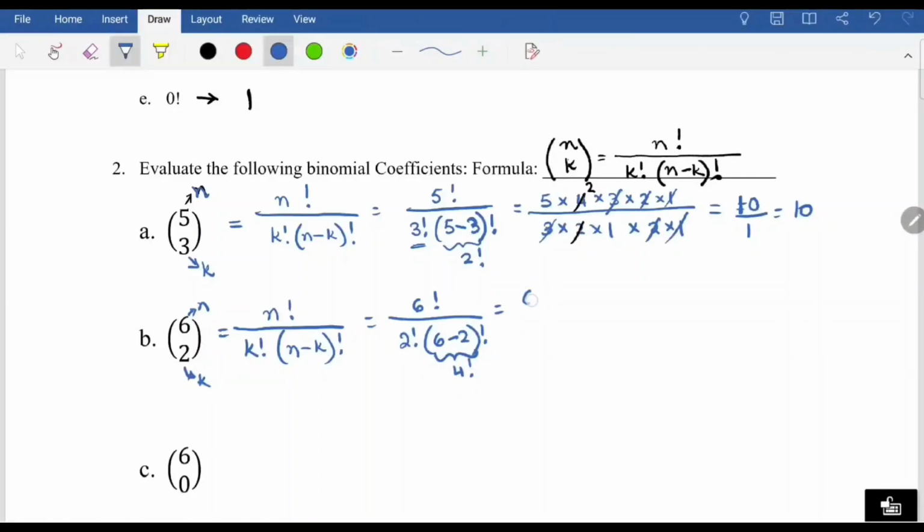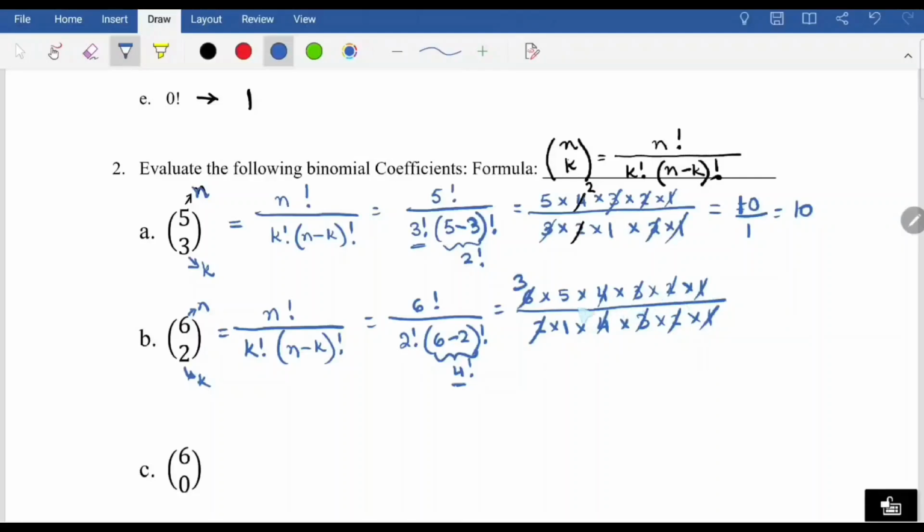So it's 6 times 5 times 4 times 3 times 2 times 1 divided by 2 times 1, and then 4 factorial is 4 times 3 times 2 times 1. Again, I'm going to do the division in factored form. All right, divide the factors. 6 divided by 2 is a 3.